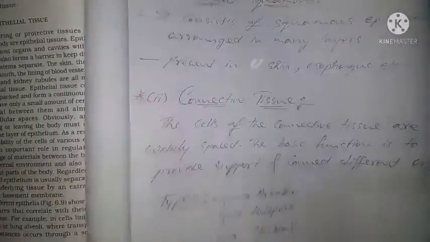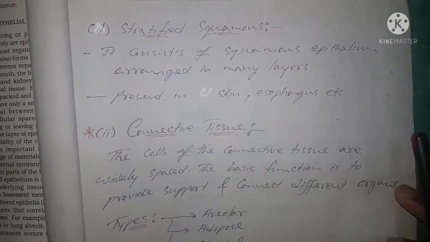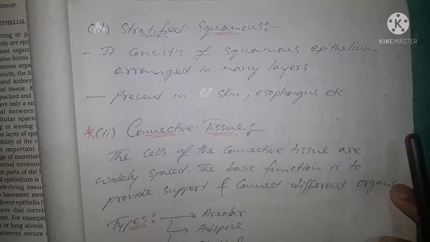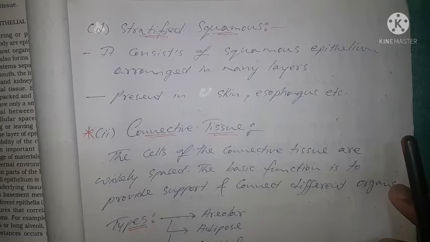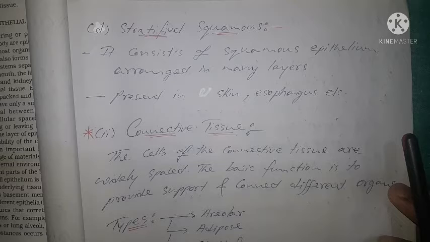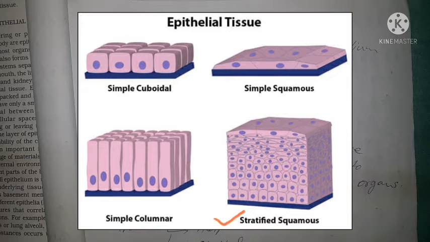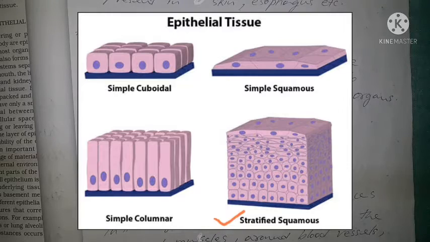So the next one is stratified squamous epithelium. It consists of squamous epithelium arranged in many layers. This stratified epithelium is actually the layers of squamous epithelium. When the layers of squamous epithelium are arranged, they form this stratified squamous. It is present in skin, esophagus, etc., as you can see in the picture. So this is the picture of a stratified squamous.